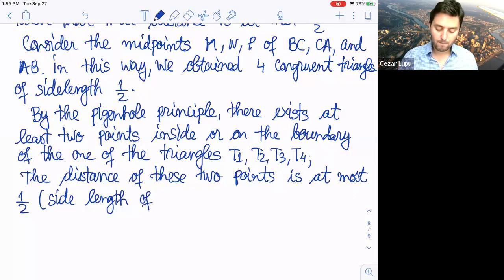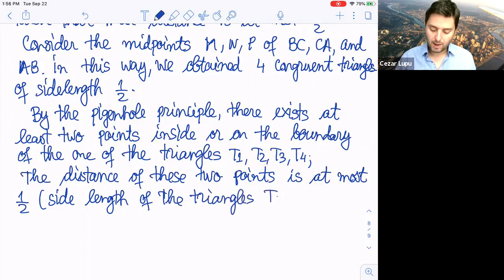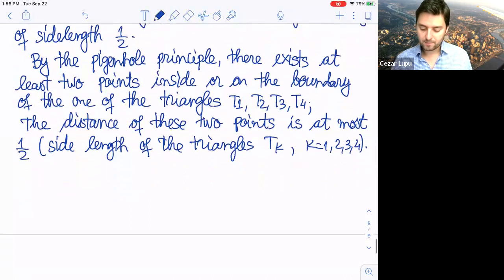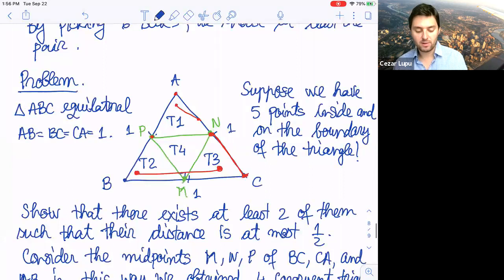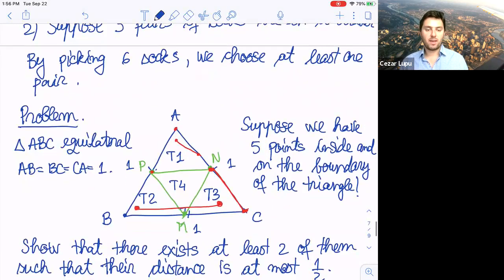But anyway, the distance of these 2 points is at most 1/2, which is the side length of one of the triangles. In fact, of the triangles Tk, from k equals 1 to 4. And that's it. So you proved that there exist at least 2. Pay attention, it's not the distance of any 2. No, there exist at least 2, and that's it. So as you see, the main thing is to consider the midpoints. That was the trick here.